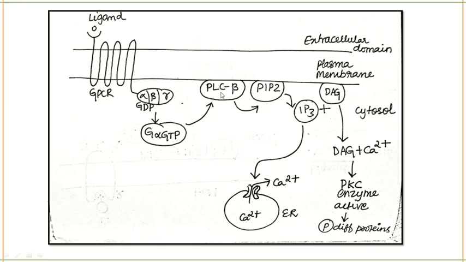This phospholipase C will act on PIP2 and convert PIP2 to IP3 and DAG. IP3 is nothing but your inositol triphosphate, and DAG is your diacylglycerol. So you are getting two products from the breakdown of PIP2, that is IP3 and DAG. DAG is membrane bound. IP3 will go to the endoplasmic reticulum and open the calcium ion channels, thereby mobilizing all the calcium which is in the storage to the cytoplasm.